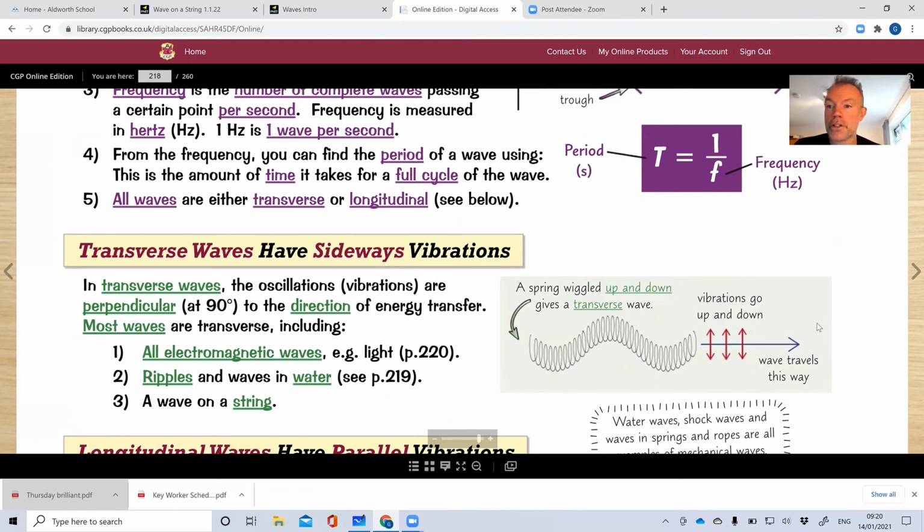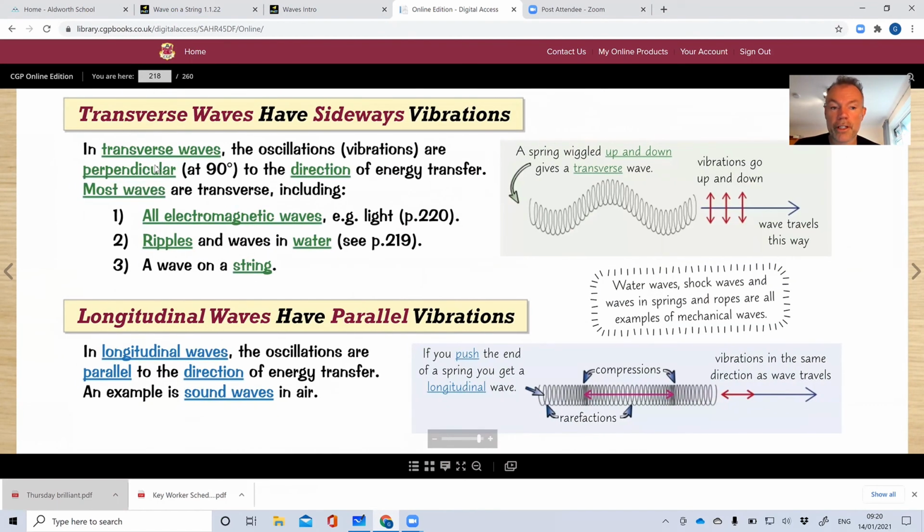Okay, we've got two sorts of wave, transverse and longitudinal, and you have to be able to put into words what a transverse wave is and a longitudinal wave is. And you talk about the way the particles are vibrating compared to the way the wave is moving. If it's going in the same direction, that's longitudinal. If it's at right angles, if it's perpendicular or right angles, they mean the same thing, then it's a transverse wave.